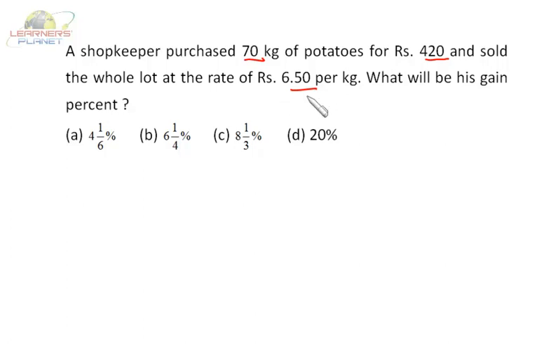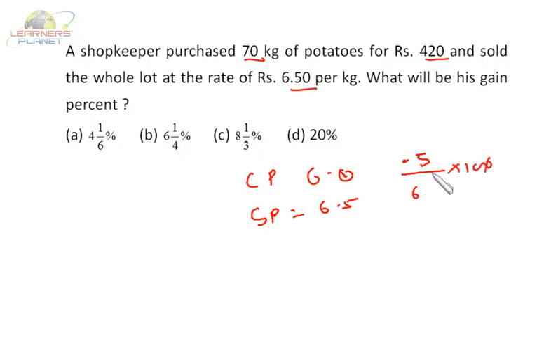So CP is 6 and SP, that is selling price, is 6.5. So profit per kilogram is 50 paisa and cost price is 6 into 100. So it's 50 by 6, or you can say 25 by 3, which is this. I hope you are clear.